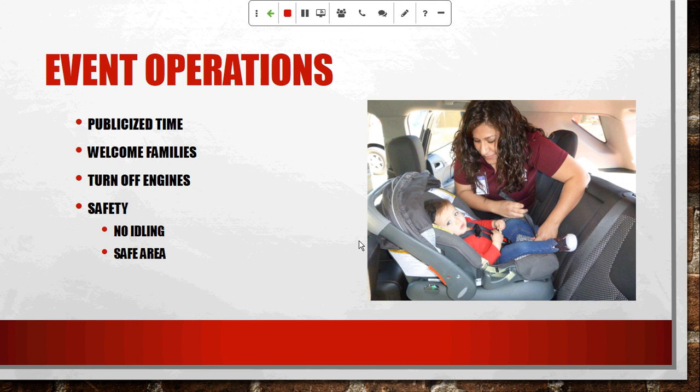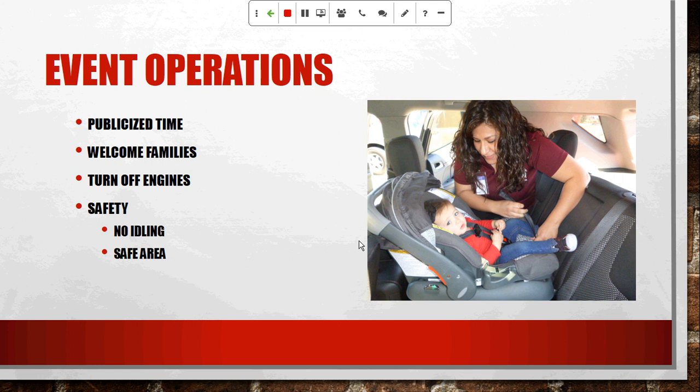Because should a family show up at 1:30 and you have already packed it in and moved on, that's going to reflect poorly on your program and the fidelity of your program. Also, you want your greeters to welcome families and share information about what to expect during their car seat inspection. Also, instruct the drivers to turn their engines off while they're waiting and during their inspection.